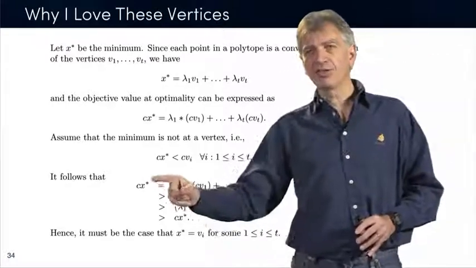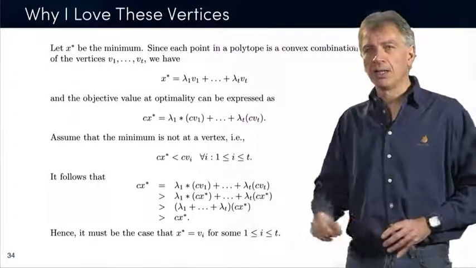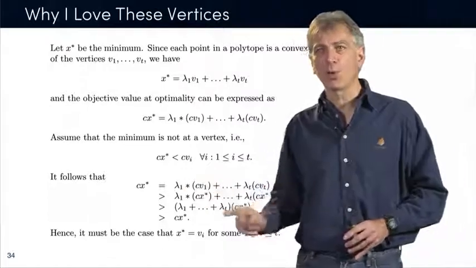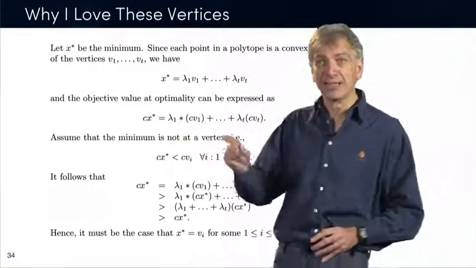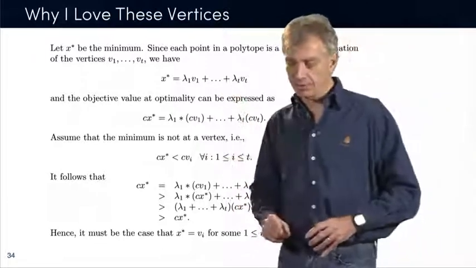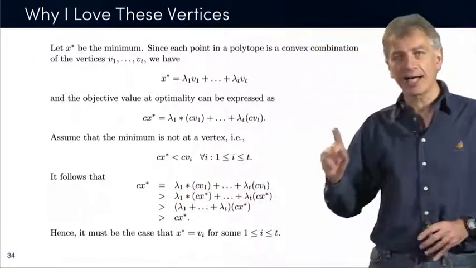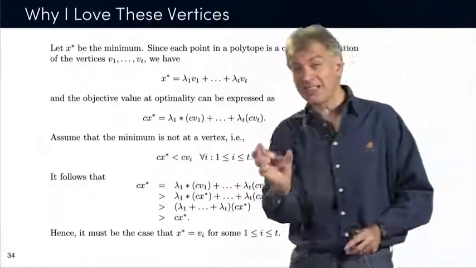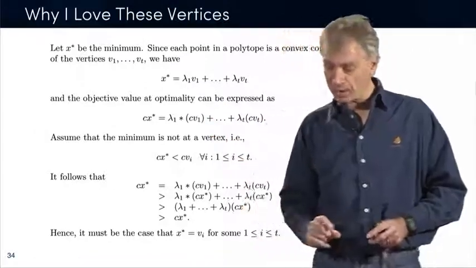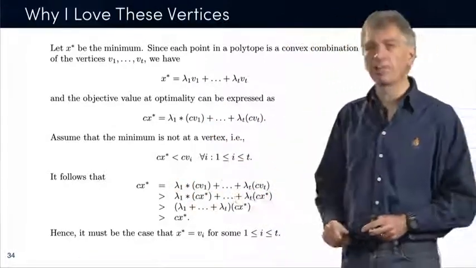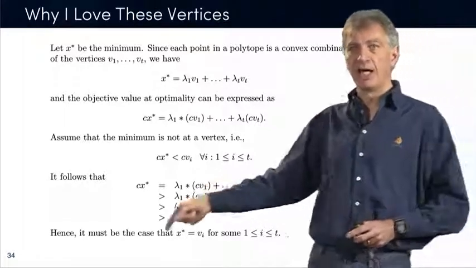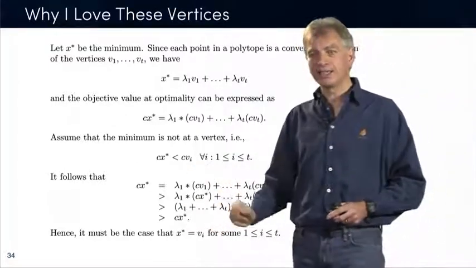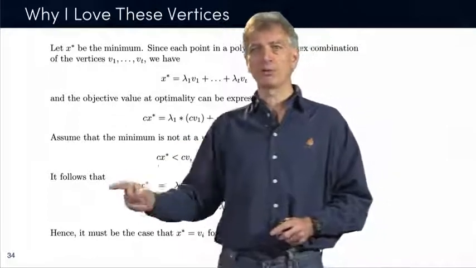And how do we get the contradiction? Well, let's start with c x star, and we simply rewrite the formula that I showed before. But now at this point, you see c V1. Well, we made the hypothesis that c x star was smaller than c Vi. So if we replace every one of these c Vi by c x star, we know that the result is going to be smaller, because I'm replacing every one of these components by something which is smaller. Now I factorize the c x star, and I get the sum of the lambdas times c x star. I know that because this is a convex combination, the sum of the lambdas is equal to 1, so I get c x star.